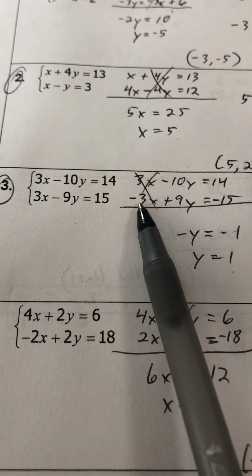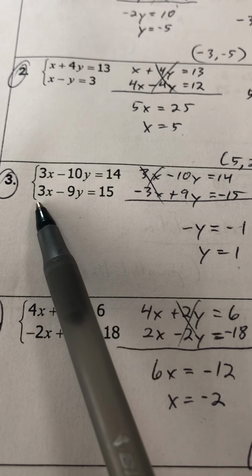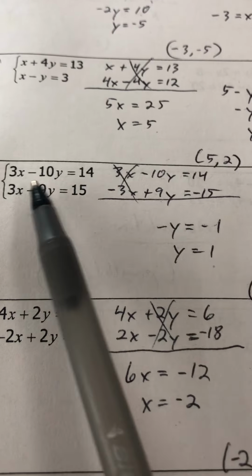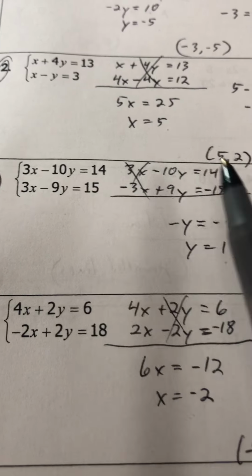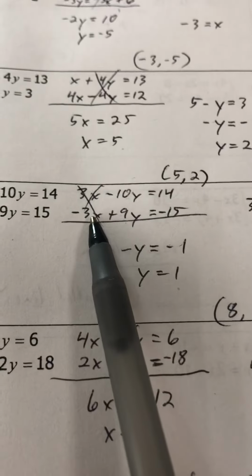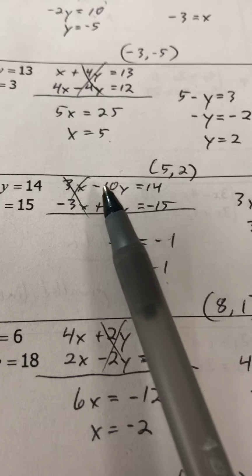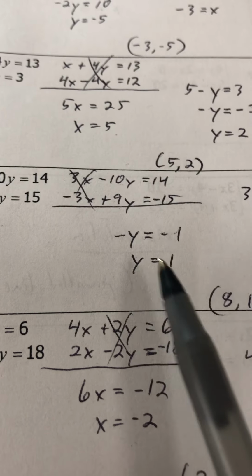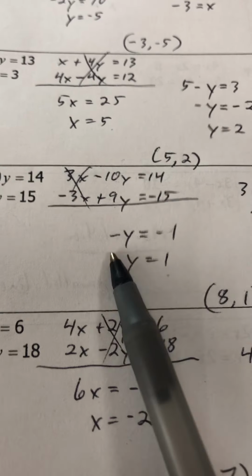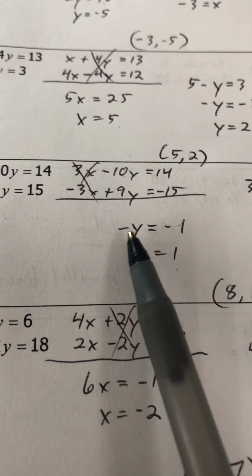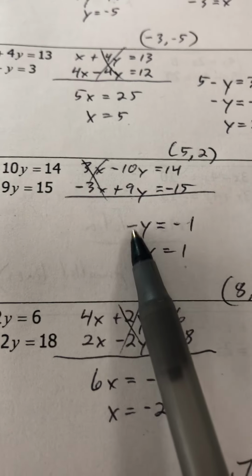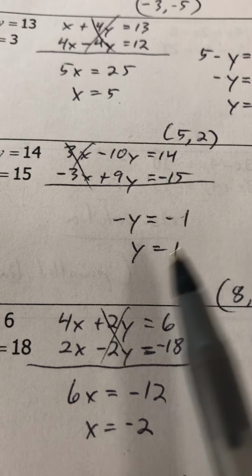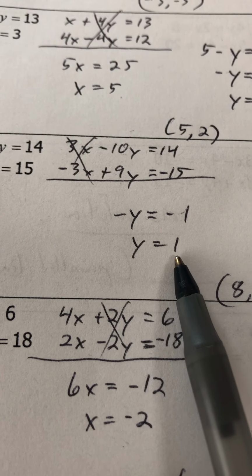This one, I just multiplied everything by a negative 1. So I got a negative 3x, this changed to a positive, this was a positive so it changes to a negative. The reason I did that was so I could use the elimination method. Then I'm going to have negative y equals negative 1. Multiply both sides by a negative 1, or you could think of it like I said in the previous problem: if I get rid of the negative on this side, I have to get rid of the negative on this side. And so I'm left with y equals 1.